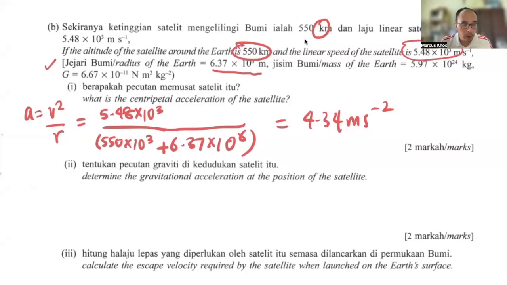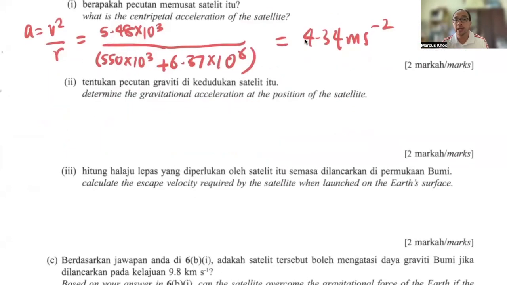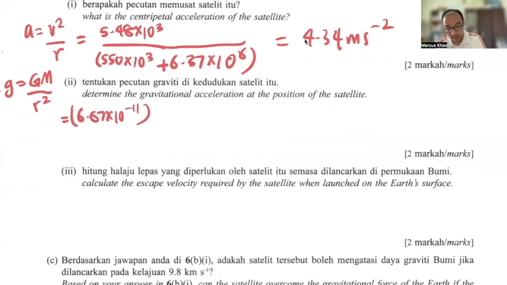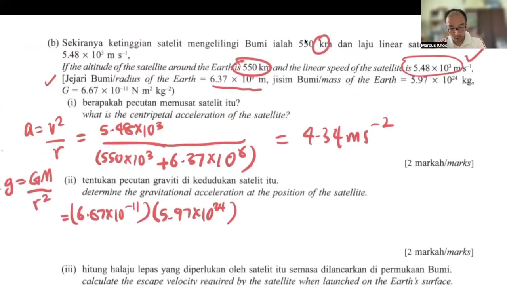Okay, the next question is to determine the gravitational acceleration at the position of the satellite. The formula for gravitational acceleration is g equals big G times mass over r squared. Once more, everybody, the r is very important here. If we follow this, it will be 6.67 times 10 to the negative 11 times 5.97 times 10 to the power 24.